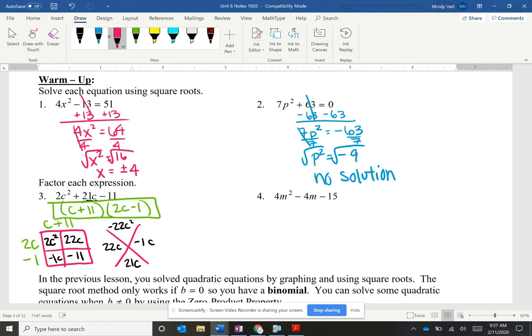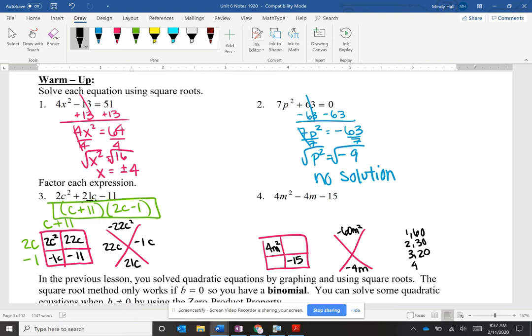For number 4, we're going to do a box and an x again. So we'll draw our box, and we'll draw our x. We put the first term in the first box, last term in the bottom right box, and we multiply them together. 4 times 15 is 60, so that would be negative 60m squared, and they are going to add to be negative 4. So thinking about what multiplies to get 60, we'd have 1 and 60, 2 and 30, 3 and 20, 4 and 15.